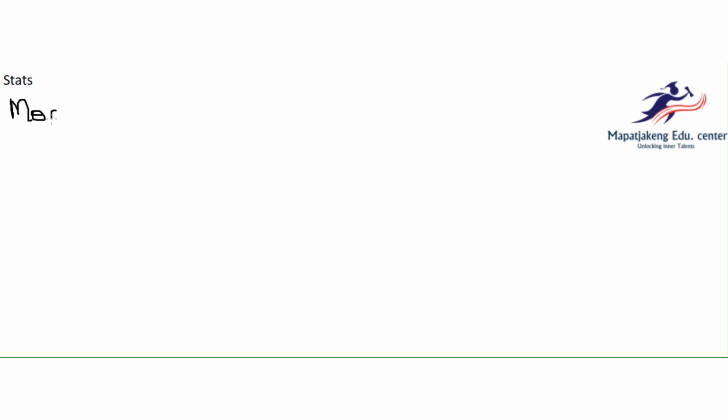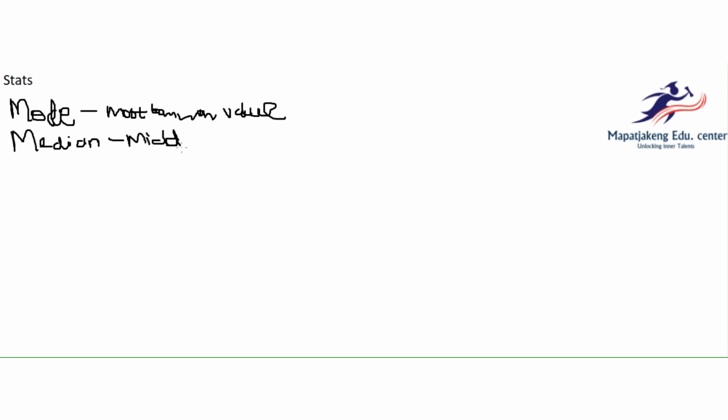The first one is mode. Let me just go through the definition. The first one is mode: the value that appears most, the most common value, right? And then we have the median. This one is the middle value when you arrange your data in ascending order, right? Excuse my handwriting, it's the mouse I'm using.